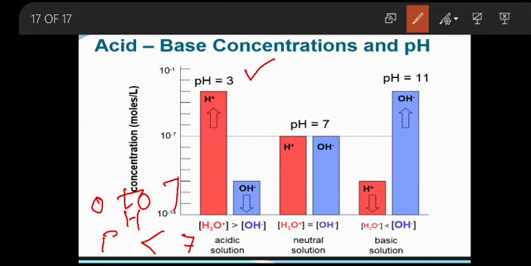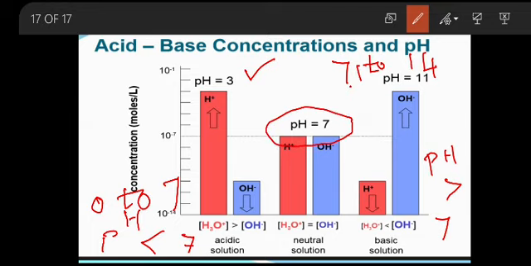For a basic solution, pH should be greater than 7. That is from 7 to 14. 7 upwards, like 7.1 I can tell. 7.1 to 14. pH is equal to 8, it is a base. pH is equal to 11, it is a base. pH is equal to 13, it is also a base. But what if my pH is exactly equal to 7? That becomes my neutral solution, nothing but the pure water.